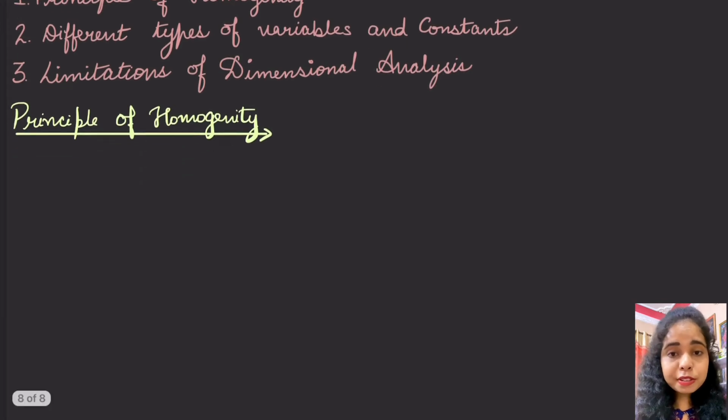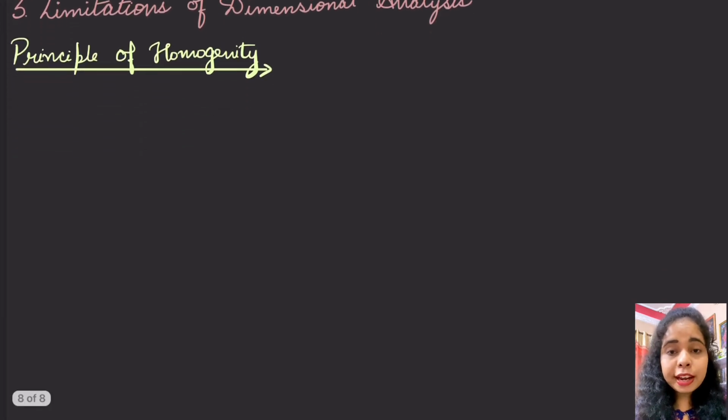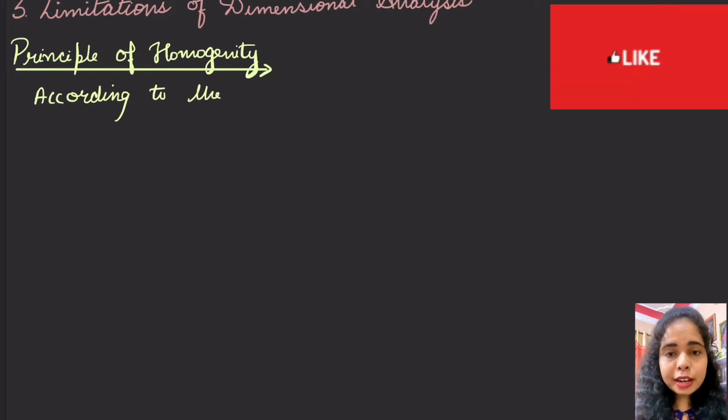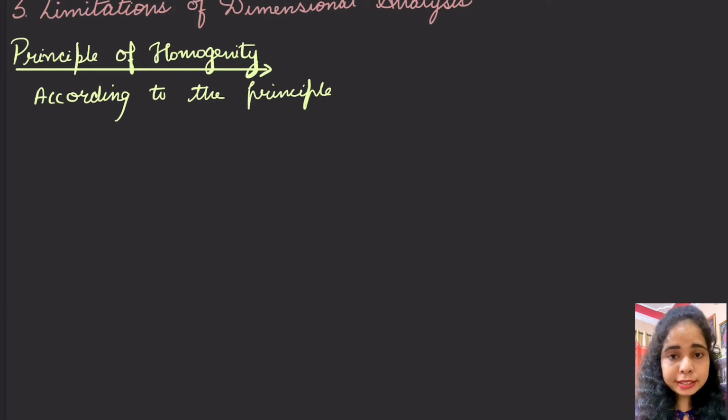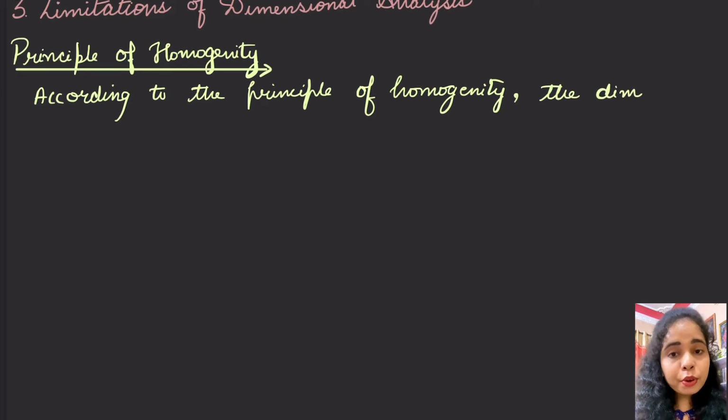According to this principle of homogeneity, if we are having a dimensional equation such that on the two sides, that is left hand side and right hand side of the equation, we have expressed any physical quantity in terms of fundamental quantities, then the dimensions on the left hand side of the physical relation are equal to the dimensions of the fundamental quantities written on the right hand side of the physical relation.